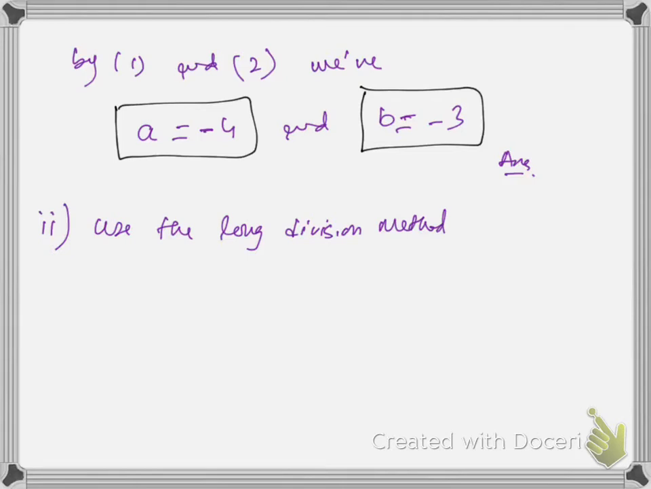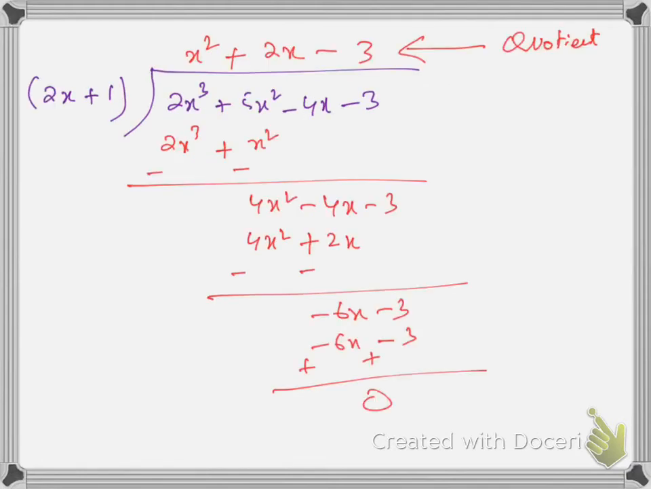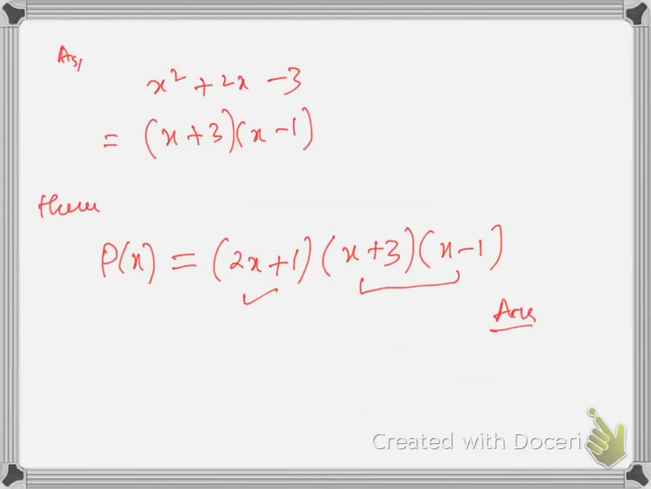Now we are going to solve the second part, which is factorize p of x completely. For that we will use the long division method. We will not discuss the way how to use long division, as we already have discussed this method in detail. So this is the solution of the polynomial. We did this to get this quotient, because to factorize the polynomial we must have the quotient. Now we will factorize this quotient.